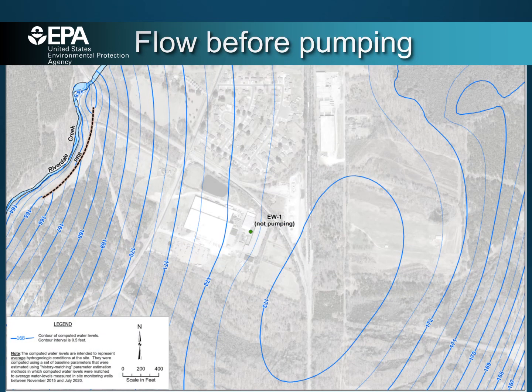For comparison, this is a figure showing the groundwater flow when EW1 is not pumping. The circle with 173 indicates a high point in the groundwater flow where there is a split and groundwater will flow perpendicular to these blue lines from the approximate center of the circle. Most of the flow in this aquifer flows towards Riverdale Creek in a general east to west movement.